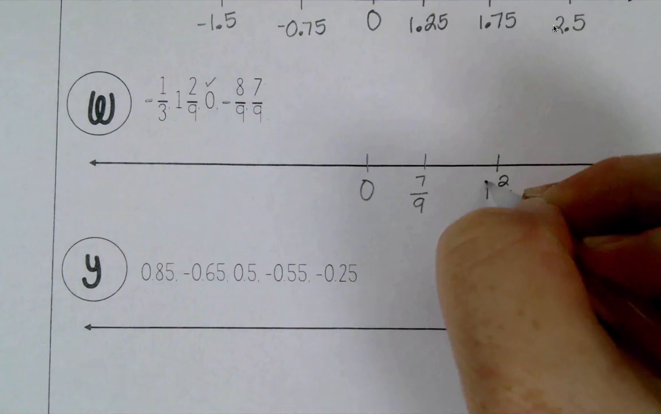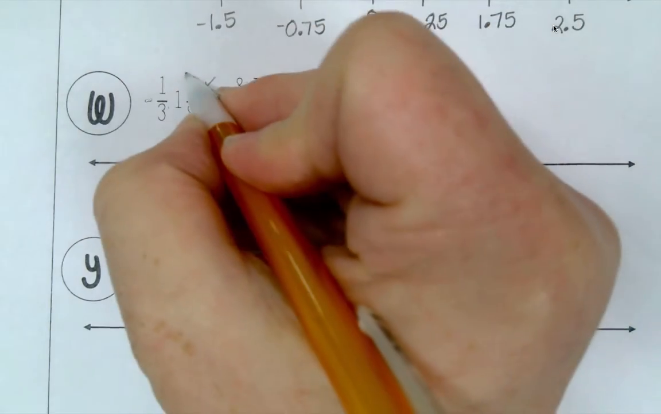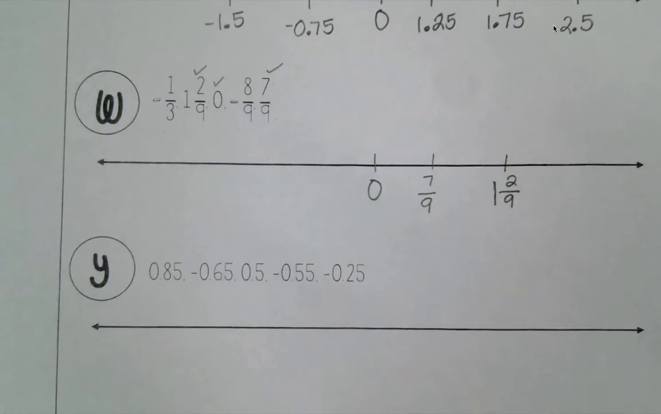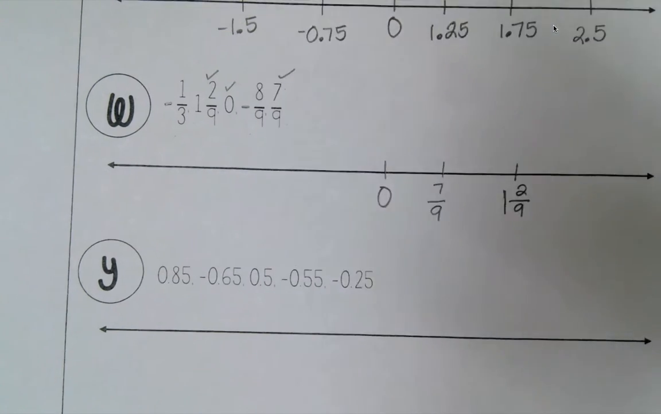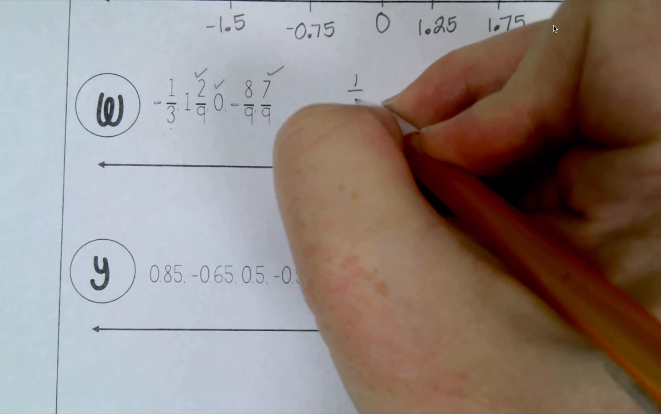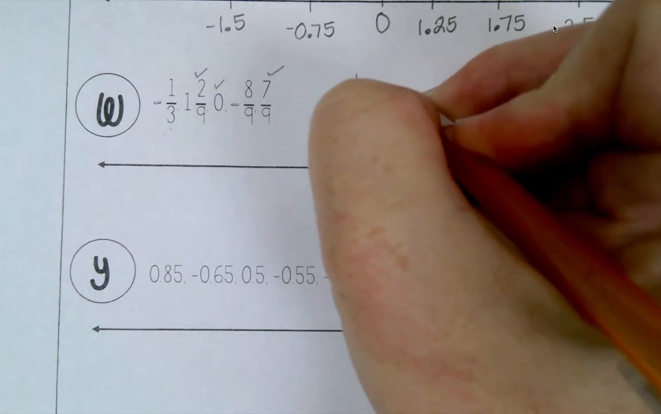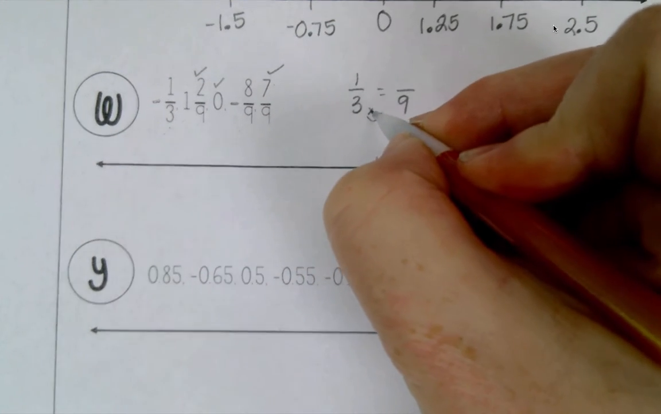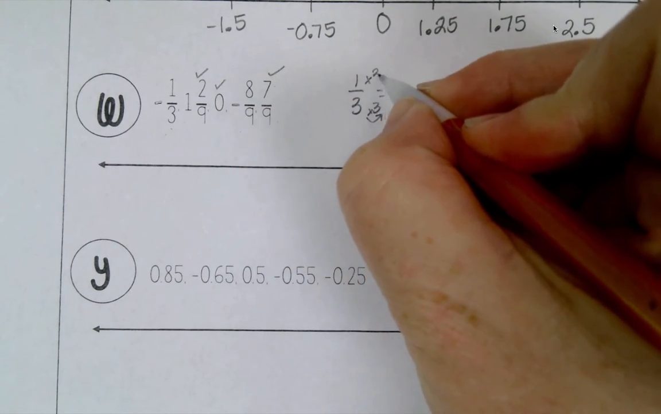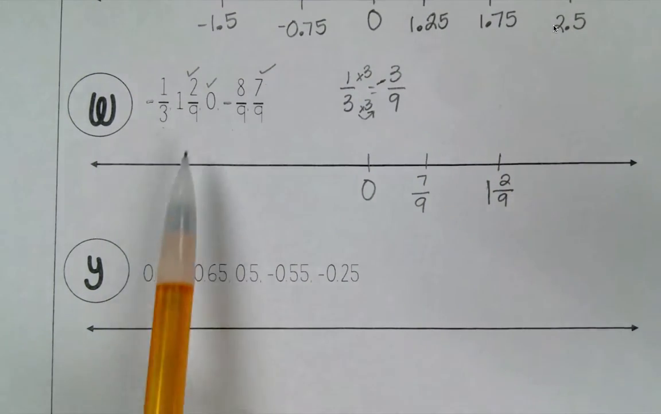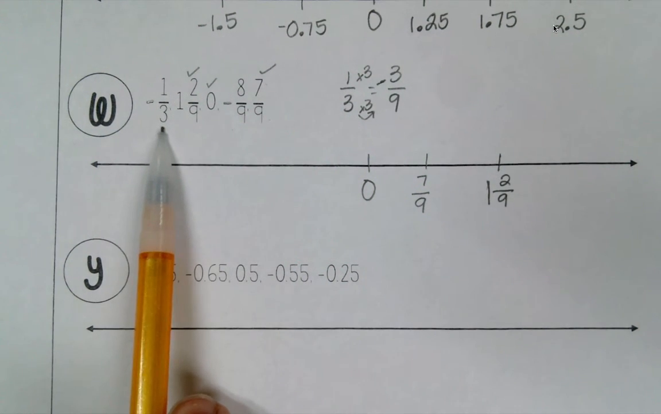2/9. Okay, I'm going to mark those off so we know we've used them, but now I have negative 1/3 and negative 8/9. Well, we can't compare these two negative numbers until we have a common denominator. So I know that 3 is a factor of 9, so we're going to make an equivalent fraction, okay? We multiply by 3 to get to 9, so I multiply my numerator by 3, and I have 3/9. I have negative 3/9. So negative 3/9 and negative 8/9.